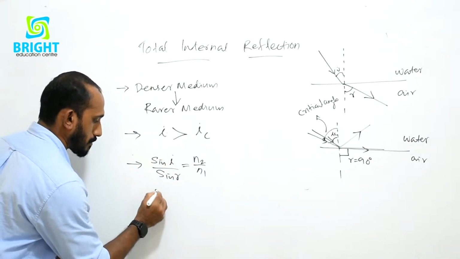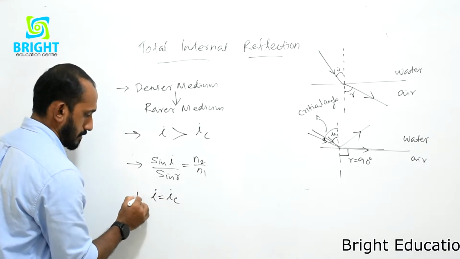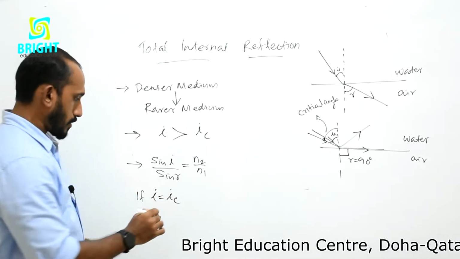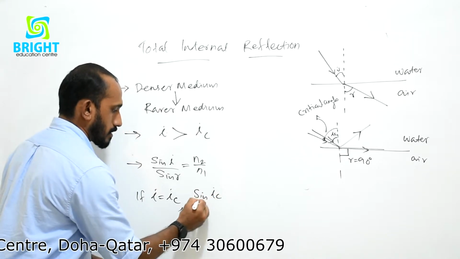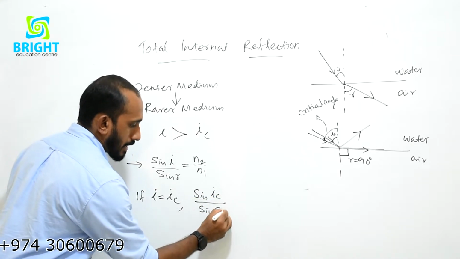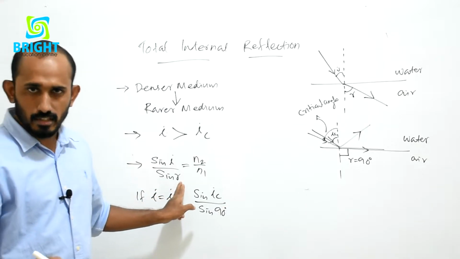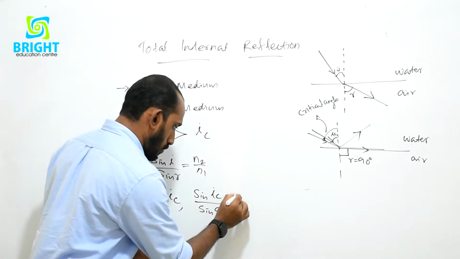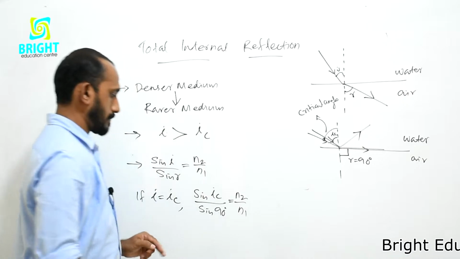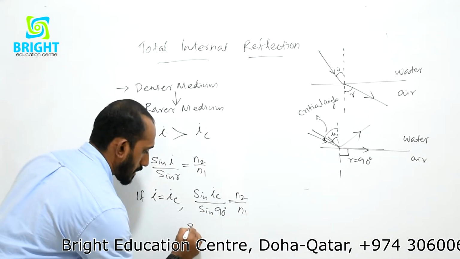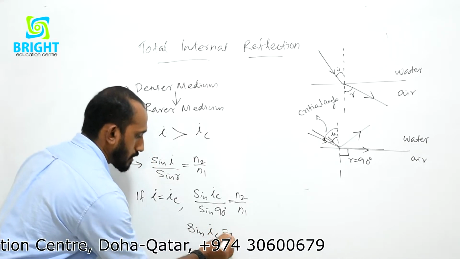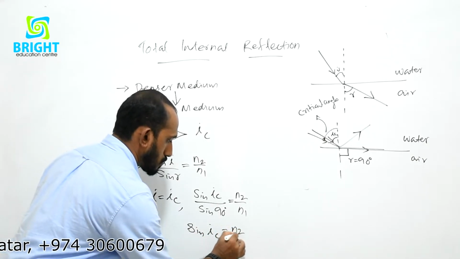At critical angle, suppose i is equal to iC, then you can see that sin iC over sin 90 degree, because the angle of refraction becomes 90 degree here, is equal to n2 by n1. All of you know sin 90 is 1, so we could say that sin iC is equal to n2 by n1.